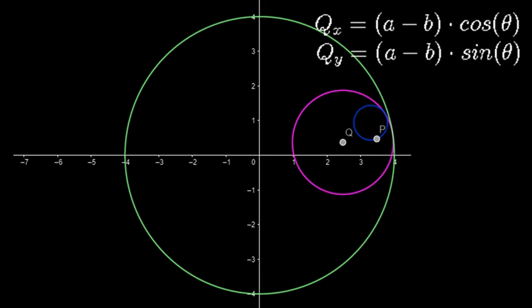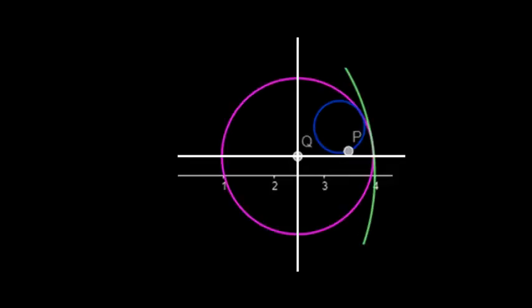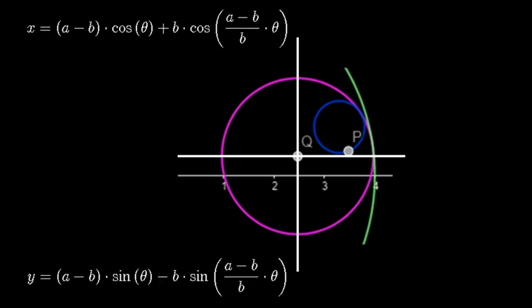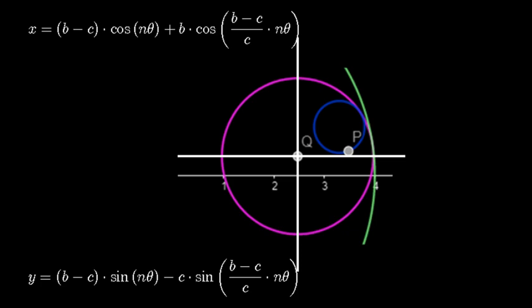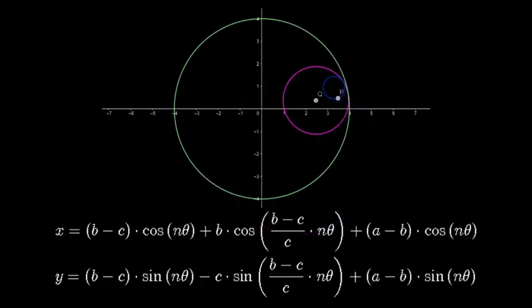Now imagine that Q is at the origin. This should feel familiar. That's because the relationship between Q and P is the exact same relationship that was between the origin and P in the first problem. That means that we can use the same equation, but we'll have to replace all the A's with B's and all the B's with C's since the radii are different. Let's also replace theta with n times theta. This way, we can analyze what happens when the circles are moving at different speeds.